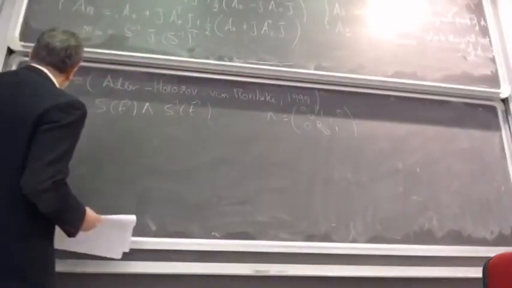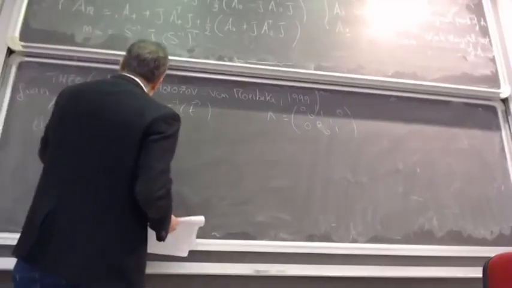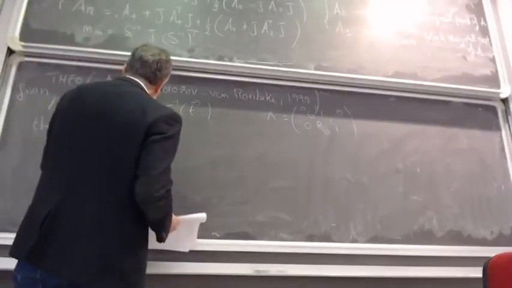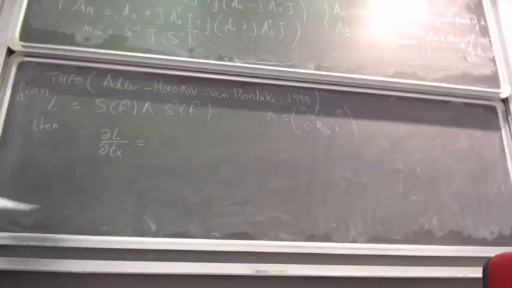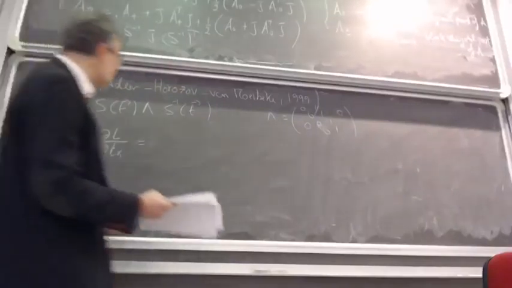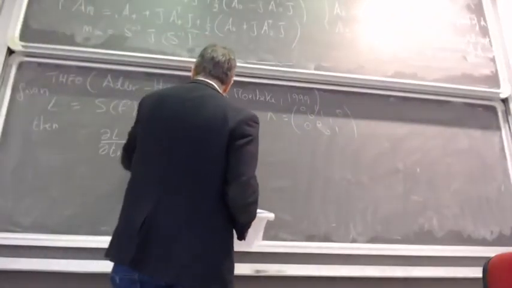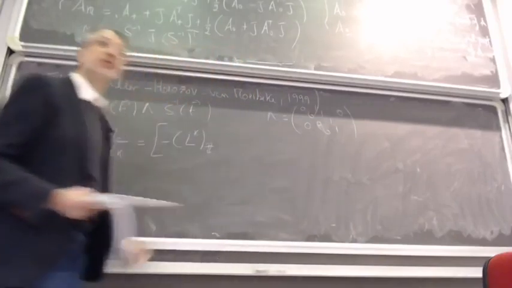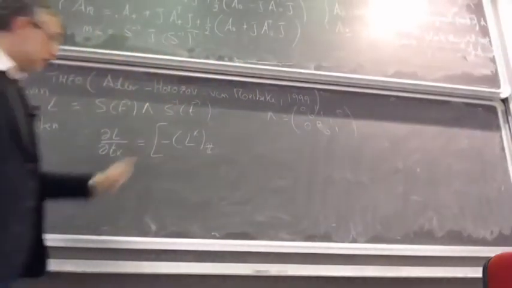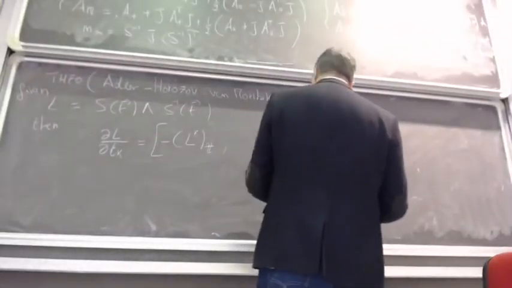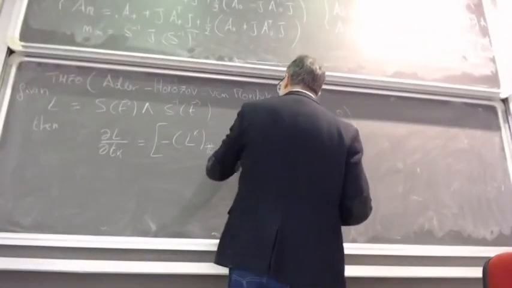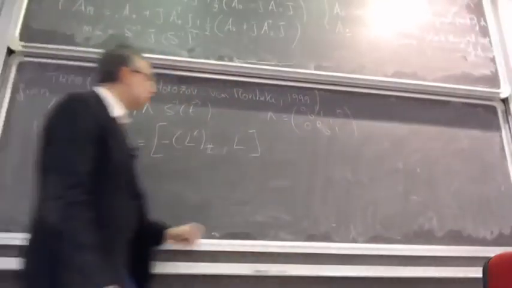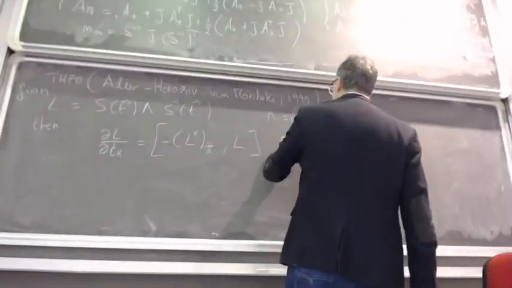So then the derivative of L with respect to t_k is equal to minus L to the power k projection t. Okay, so this particular projection on the algebra splitting commutes with L, for k larger or equal than 1.